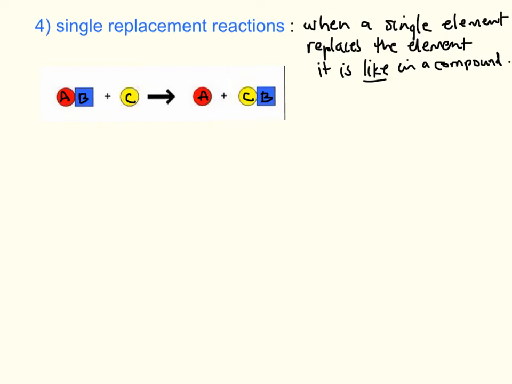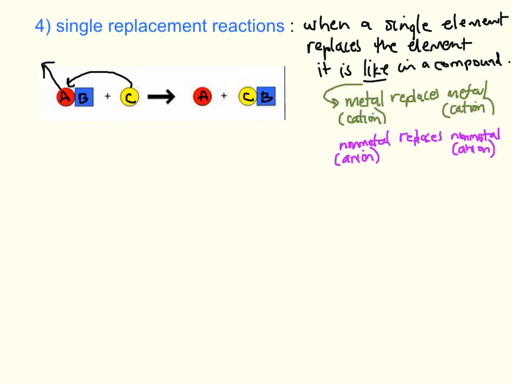So in a single replacement reaction, you have a single element, and that single element is going to kick out the element that it is like in a compound and take its place. So in this case, C is replacing or kicking A out of this compound, and then ultimately ending up with B and then leaving A all alone.